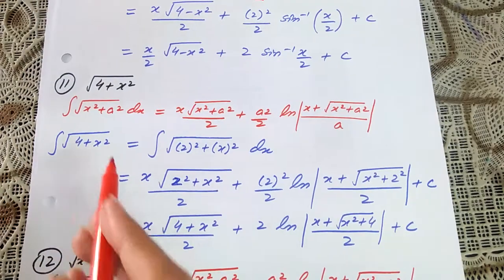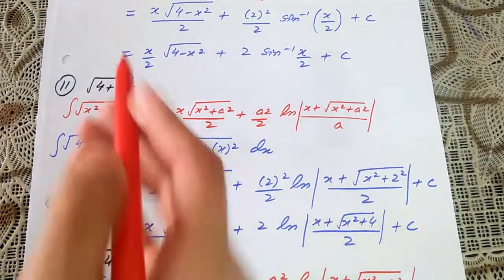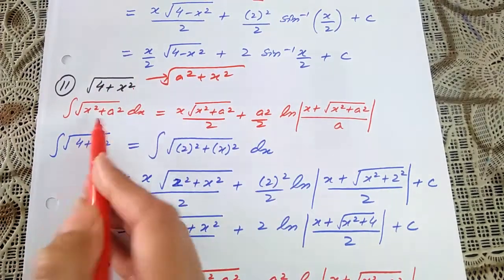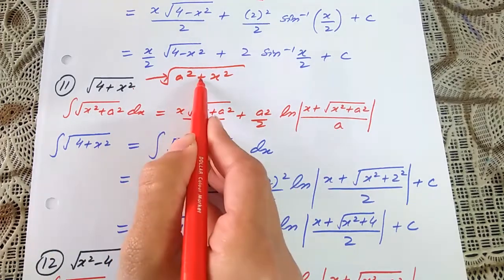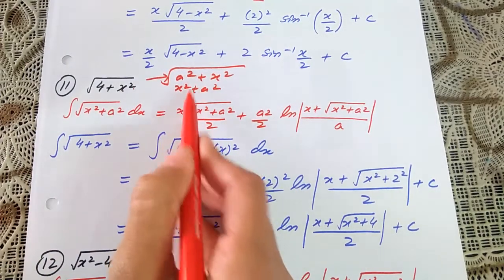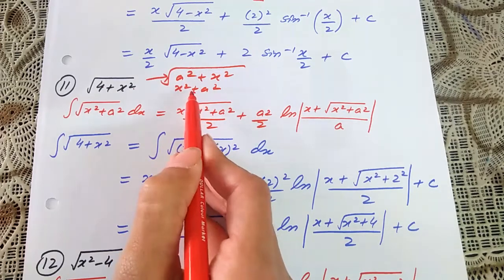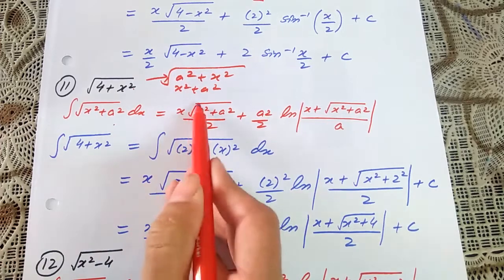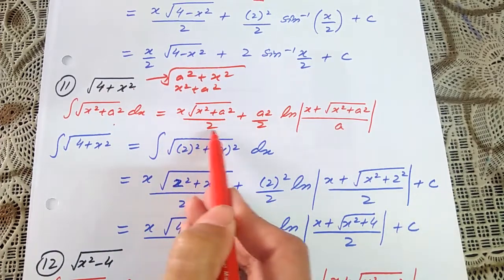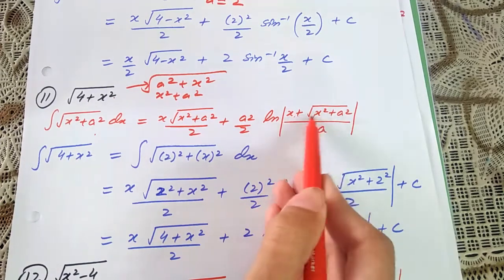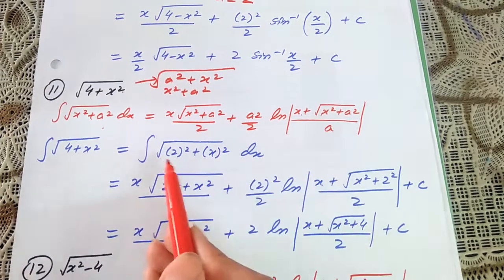Now question number 11, 4 plus x square. It is of the same format as the square root of a square plus x square, like this formula. This is a plus sign, so we can also write it like x square plus a square. There will be no change if we exchange it because we have a plus sign here. So just use this formula, x into square root of x square plus a square divided by 2 plus a square over 2 ln of x plus square root of x square plus a square divided by a.